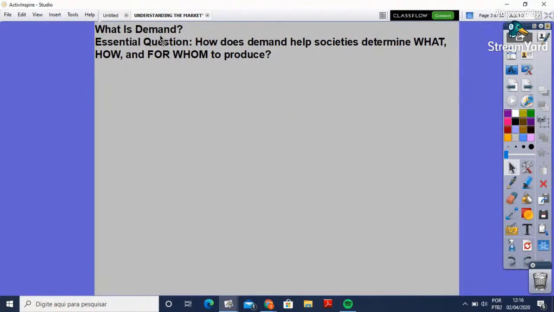We talked a lot about demand, and we all understand that demand is how much the consumer buys and the power that the consumer has to decide. And then to decide actually how much of the product is in the market and the price of the product, okay? And what we have here is how does demand help societies determine what, how, and for whom to produce? You will see these 3 questions throughout your course, okay? What to produce, how to produce it, and for whom to produce.